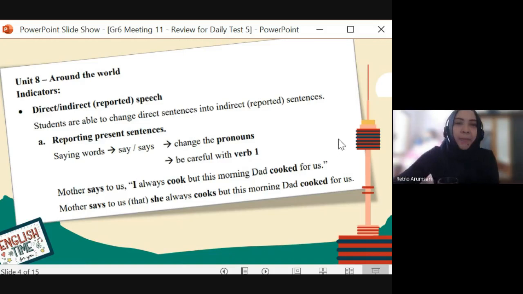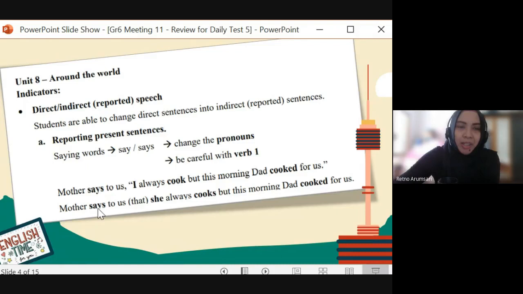Okay. Now, like this. Mother says to us, I always cook, but this morning dad cooked for us. Mother says to us that she always cooks. You change I into she, and from cook into cooks. Verb 1, still verb 1. And we add s. Why do we add s? Because you change the subject into she. Right? Okay, 6D. That's important.